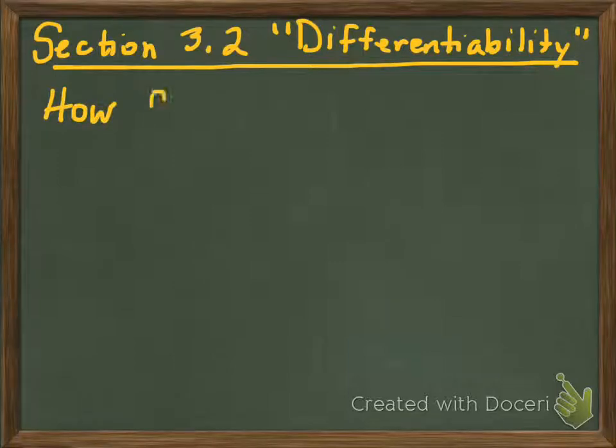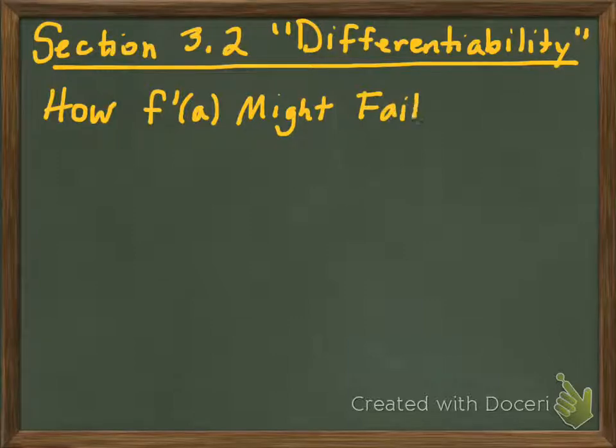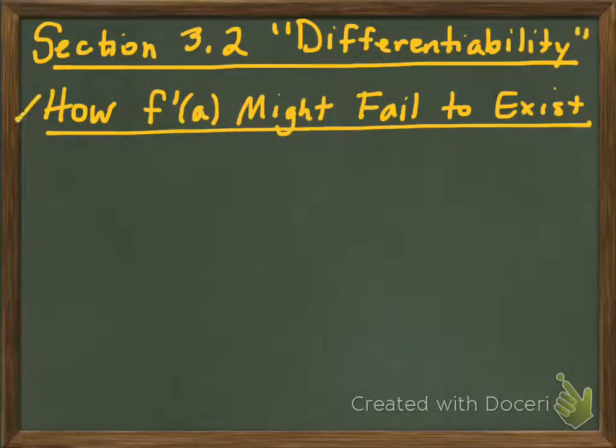All right, so we're going to talk first about how, and I want to write this heading and I want you to tell me what this means. F prime of a might fail to exist. What does that mean? Is it kind of like the limits where if the left and the right aren't equal, then the overall is? Oh, she's getting ahead of me. I just want you to explain the notation. What is f prime of a?